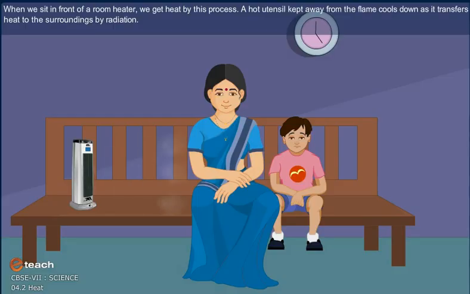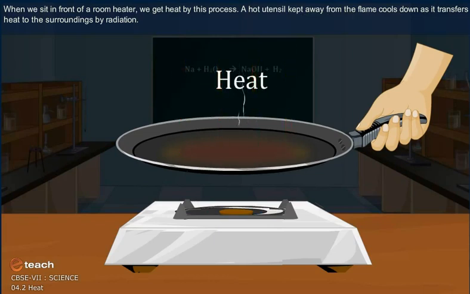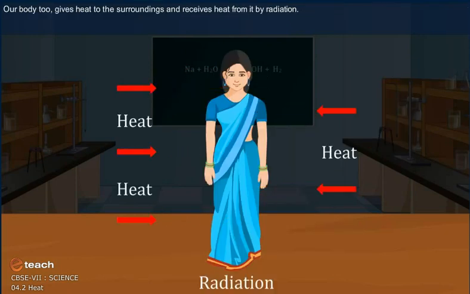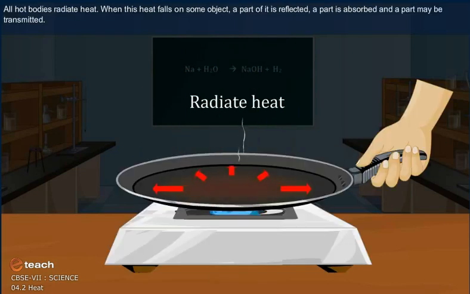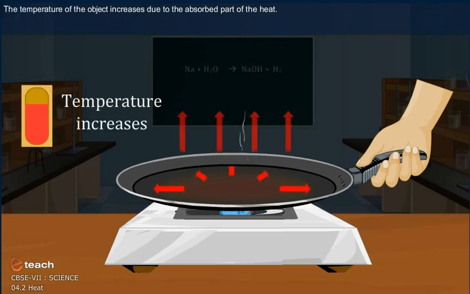When we sit in front of a room heater, we get heat by this process. A hot utensil kept away from the flame cools down as it transfers heat to the surroundings by radiation. Our body too gives heat to the surroundings and receives heat from it by radiation. All hot bodies radiate heat. When this heat falls on some object, a part of it is reflected, a part is absorbed, and a part may be transmitted. The temperature of the object increases due to the absorbed part of the heat.